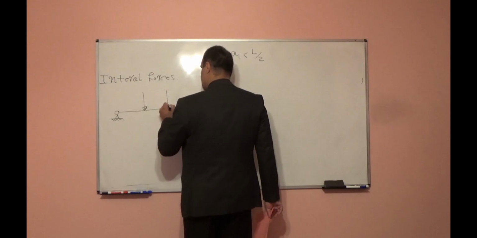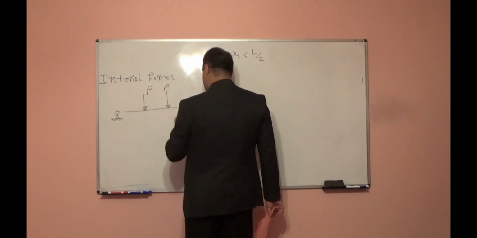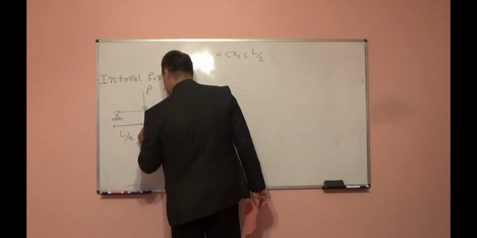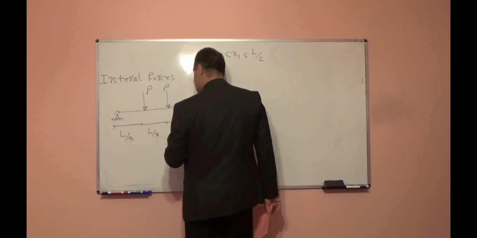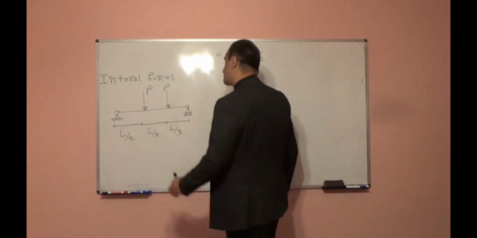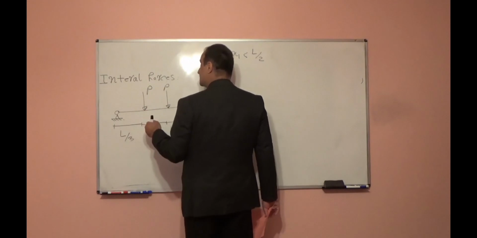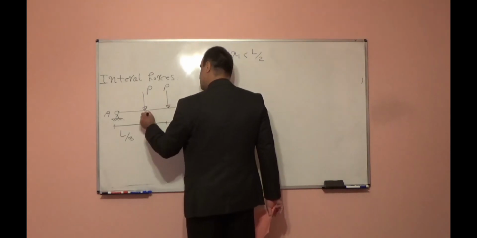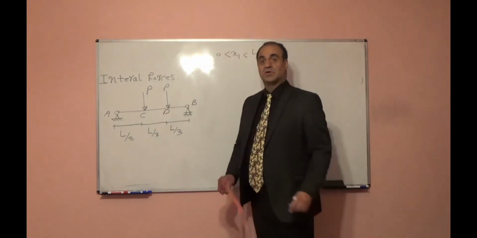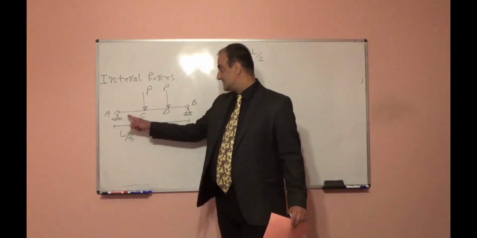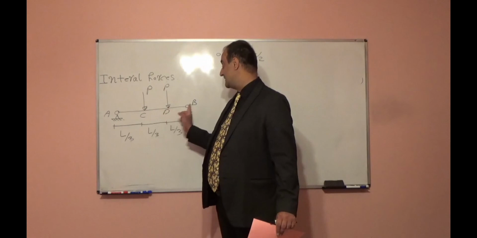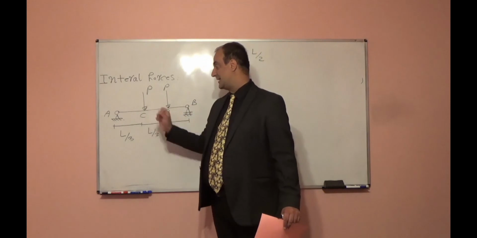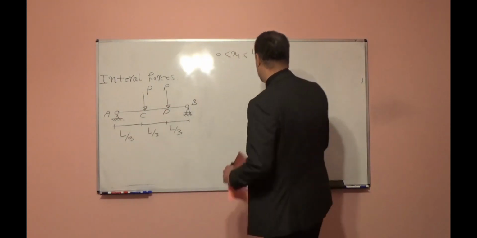This beam, simply supported beam, subjected to two concentrated loads, and each one at L over 3. So we have a simply supported beam subjected to concentrated loads. Each part is L over 3, A, B, C, D. Find the internal forces in AC segment, CD segment, DB segment, and draw shear force diagram and bending moment diagram and axial force diagram for this beam.